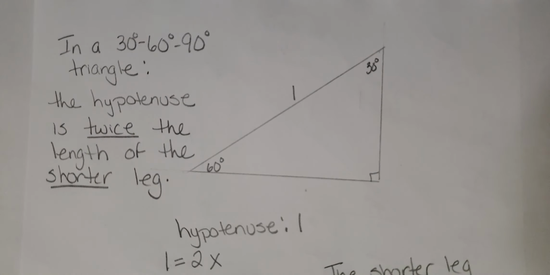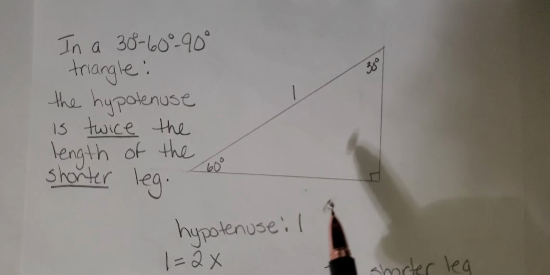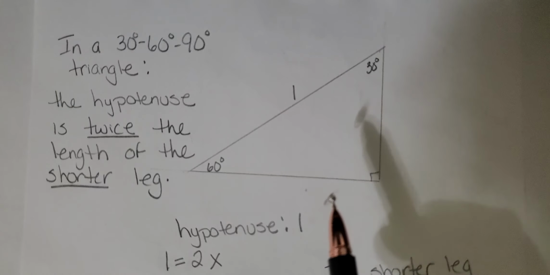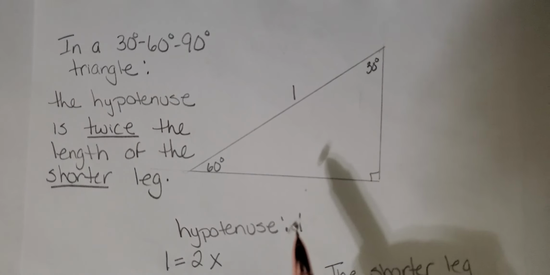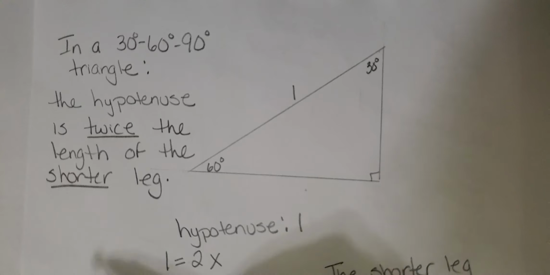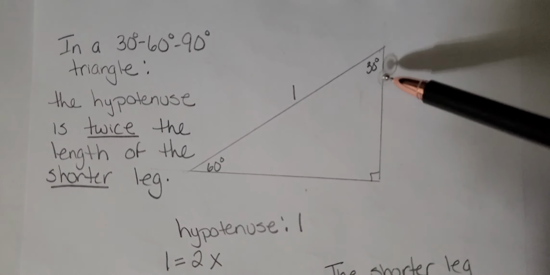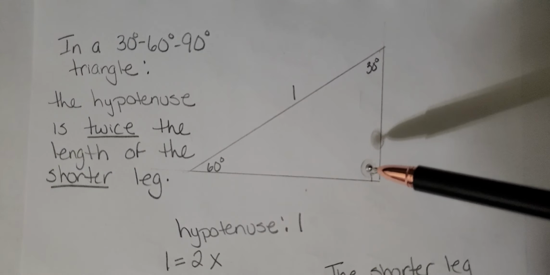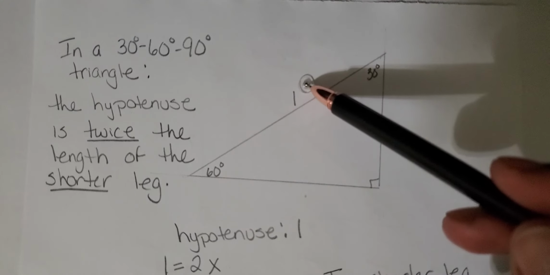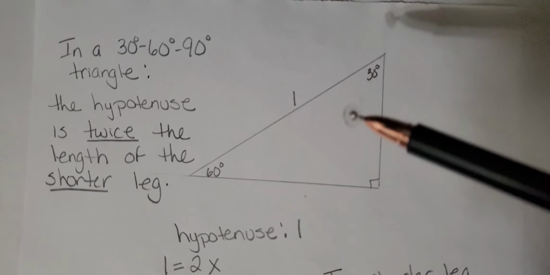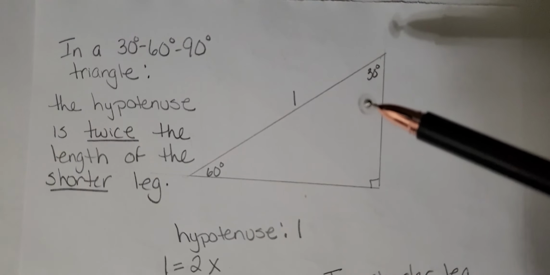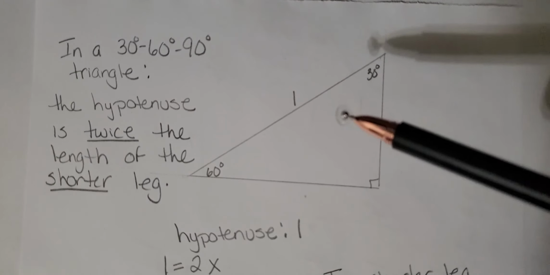Now let's take a look at the 30-60-90 degree right triangle. This is the one that's a little tricky, and it's tricky because of the rules for finding the length of the shorter leg, the longer leg, and the hypotenuse. So let's say in this particular 30-60-90 triangle, we have that the hypotenuse equals 1. Notice that there is this reoccurring 1 as a hypotenuse, and it's going to be useful later on in the video.